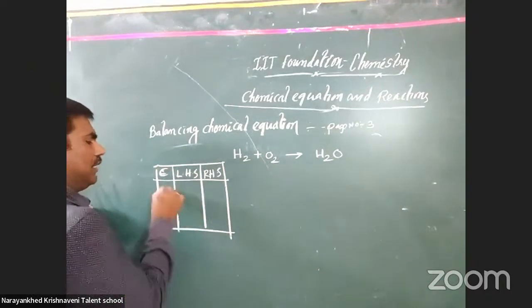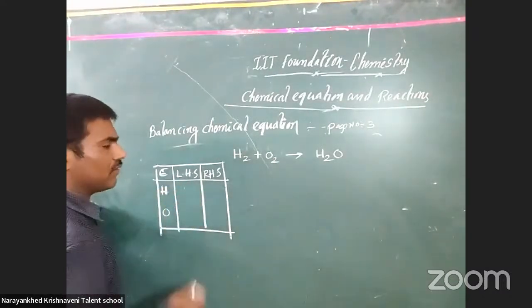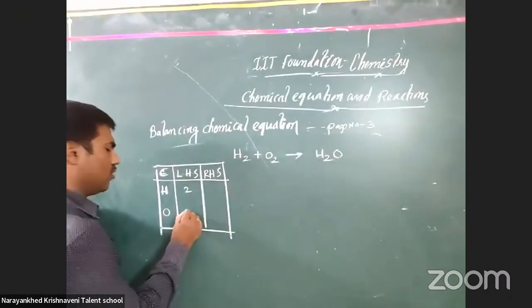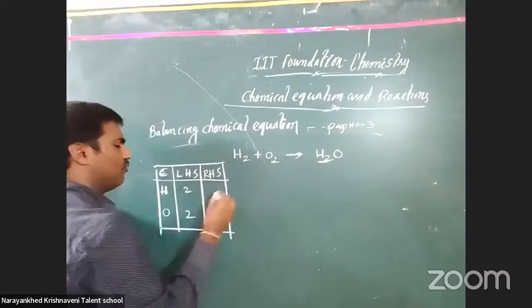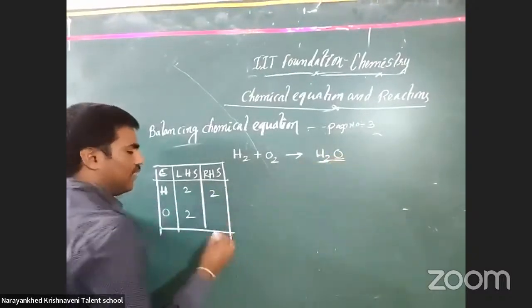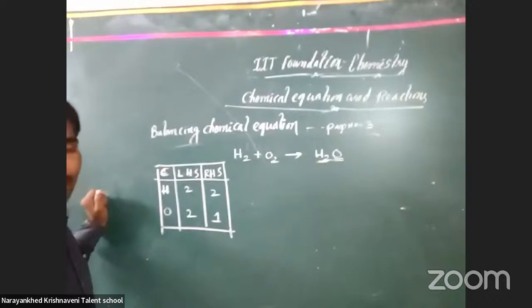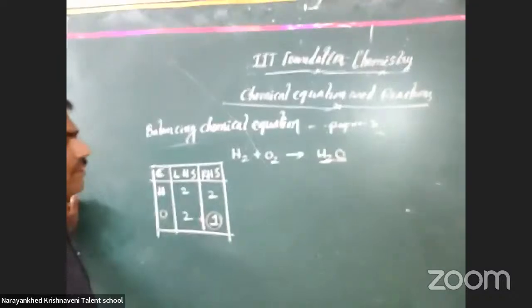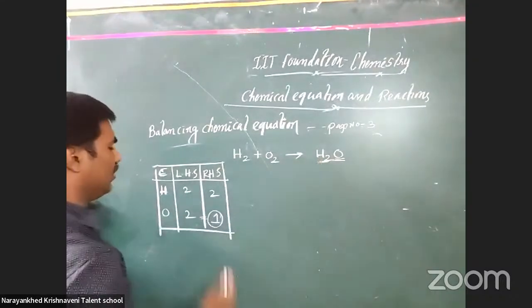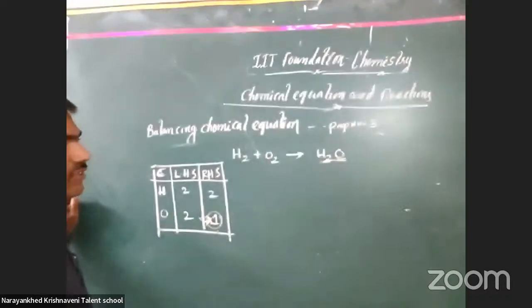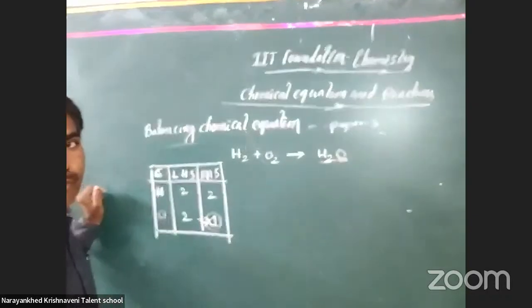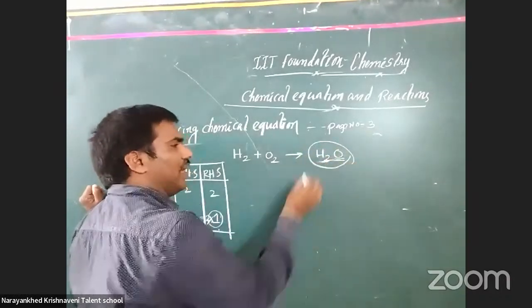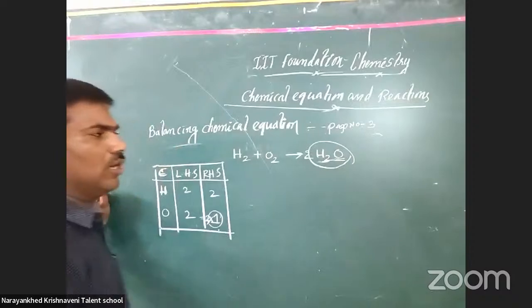Hydrogen: how many are there? The hydrogens are 2 here, and 2 on the other side. But oxygen, how many is there? Only 1. There it is not equal. So how to multiply here? It is a single element, so you multiply for the whole, not individually. You should multiply by 2 only.